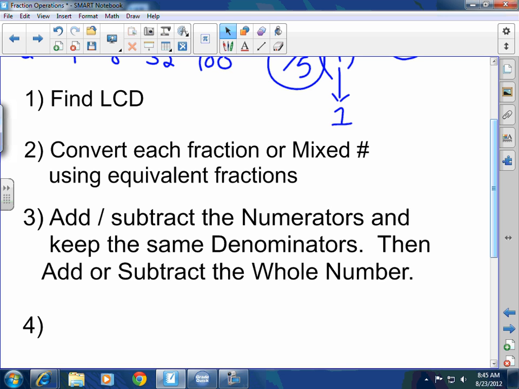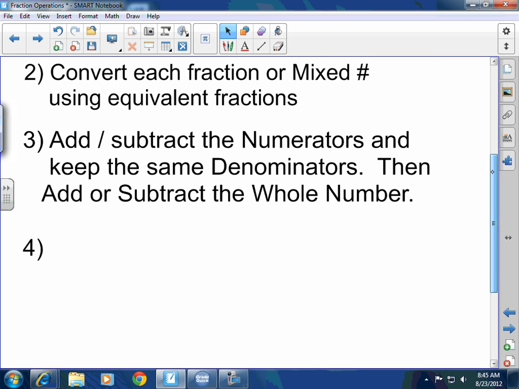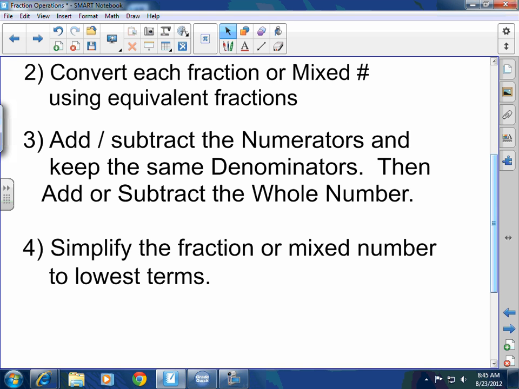Now you're going to add and subtract numerators and keep the same denominators. Then add or subtract the whole number. Just like the last examples that we had, once you have the denominators equal to each other, well, it's easy then. You just go ahead and add and subtract the numerators, and then you add and subtract the whole numbers. And last but not least, simplify the fraction or mixed number to lowest terms.